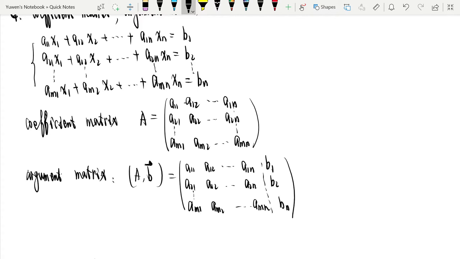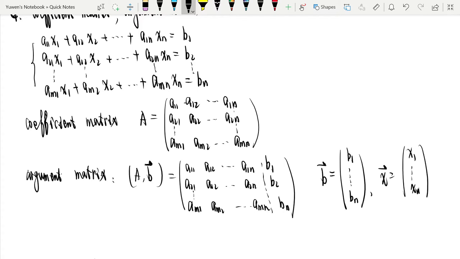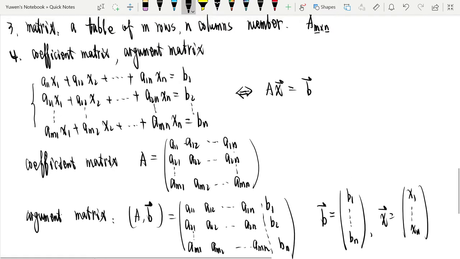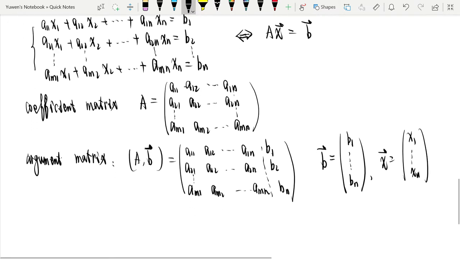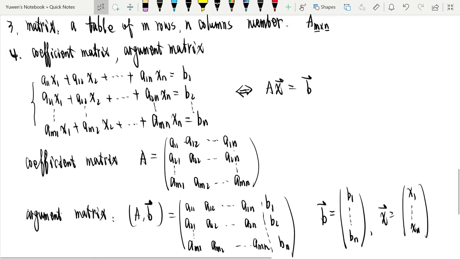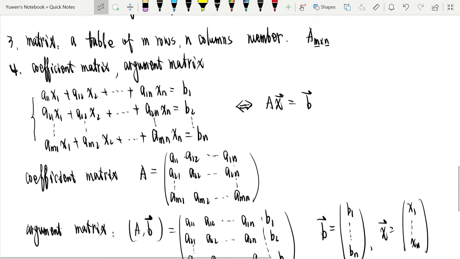We separate the inhomogeneous part. This is a vector b, that is b1 to bm, and the vector x, that is x1 to xn. Then the linear system is equivalent. Sometimes we write the abbreviation for the linear system as Ax equals b. This is the coefficient matrix and augmented matrix of the linear system. And we solve the linear system by row operation.